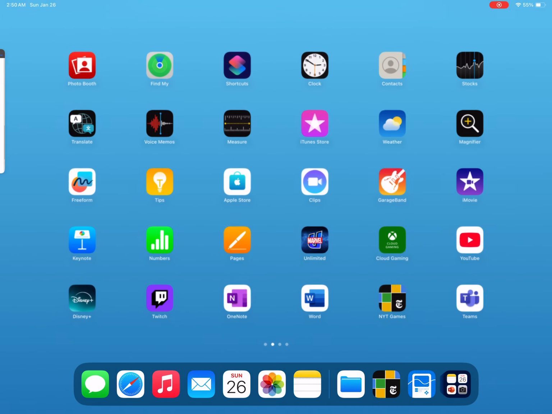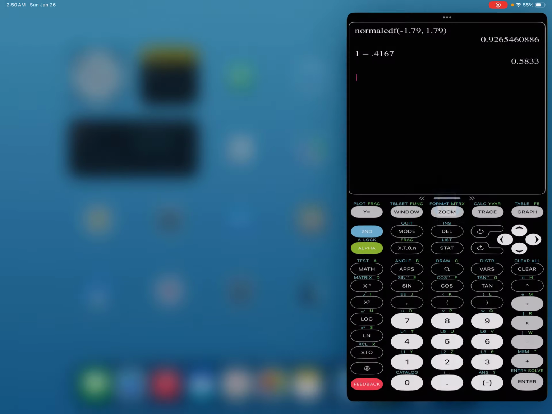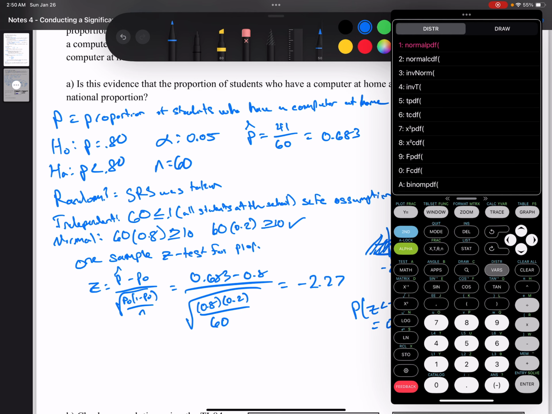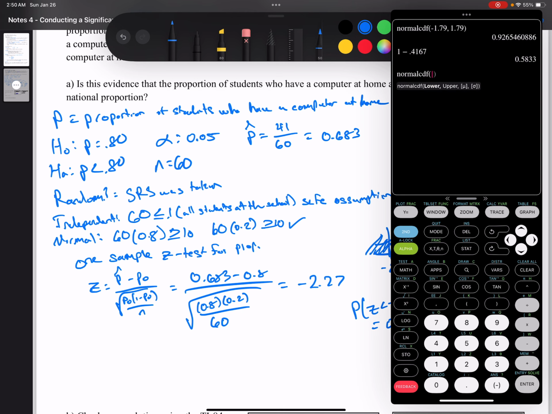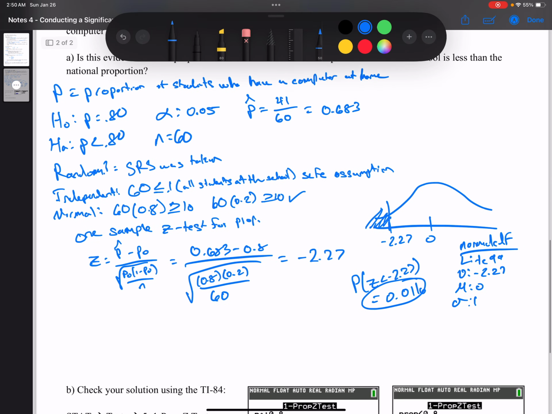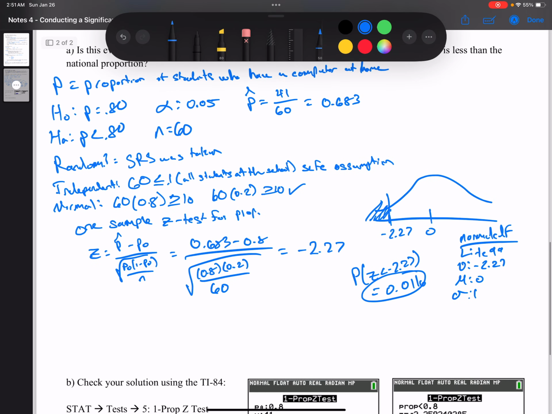Where's my calculator at? Let me slide that over, bring this back. So let's see. Normal CDF. Negative infinity and negative 2.27. Yeah, there we go. Just want to make sure I had the right number. All right, so there is our probability. Okay, and then we check that against our alpha. So this is about 1%, which is less than 5%.